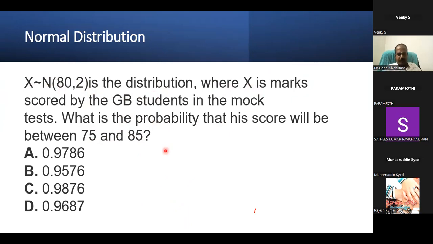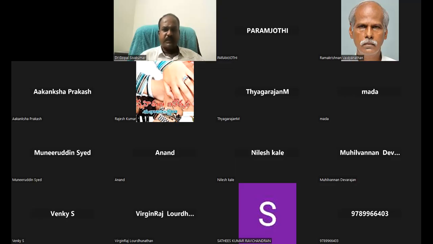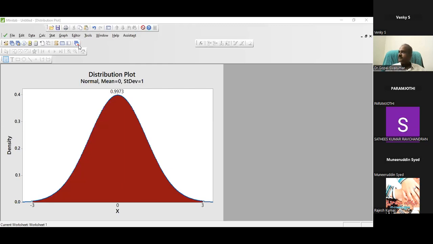Yes, sir. Okay, so please remember the number. I will do it in Minitab for all of you. What is the mean? 80. Standard deviation is 2. So I'm just sharing Minitab now. 0.9876. Oh, somebody has worked it out.